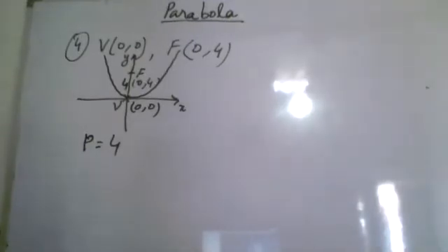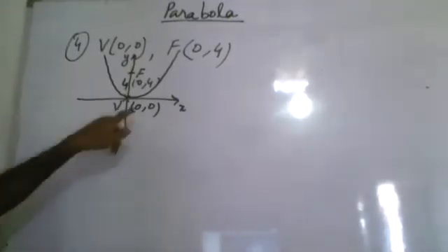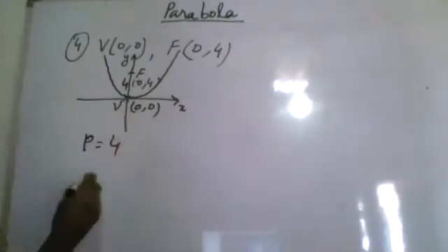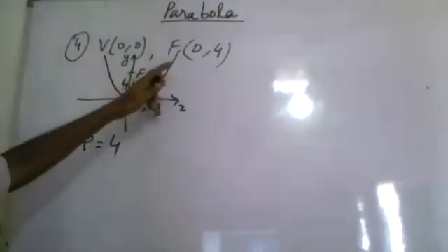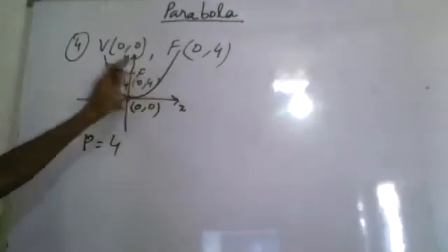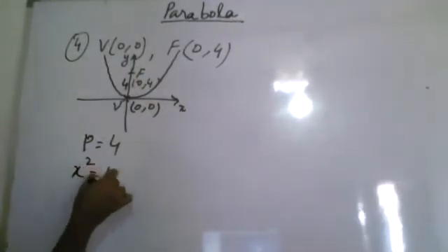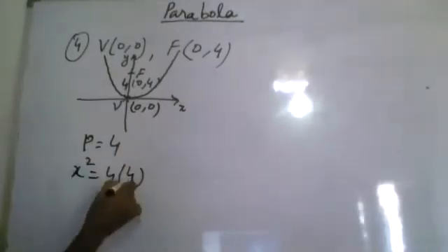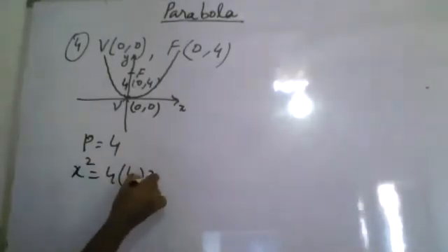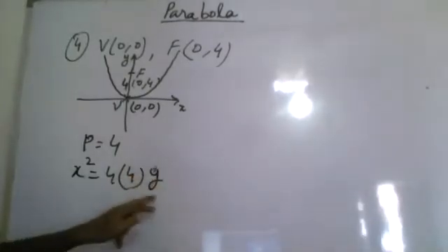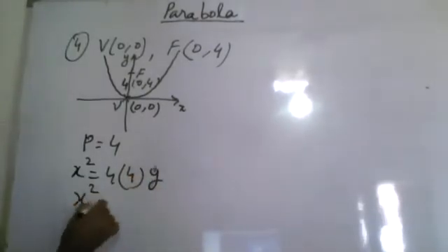Okay. So P is 4. Vertex is 0 0, and this is on the positive y-axis. So that means x square is equal to 4 into 4, this is 4P into y. If it is x square, there will be y. X square is equal to 16y.